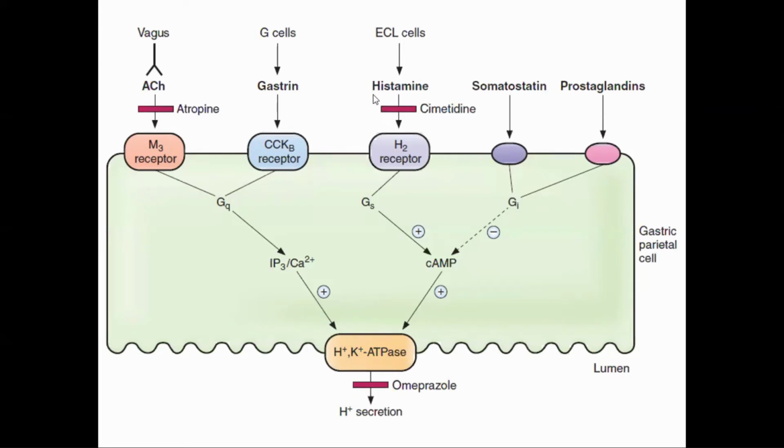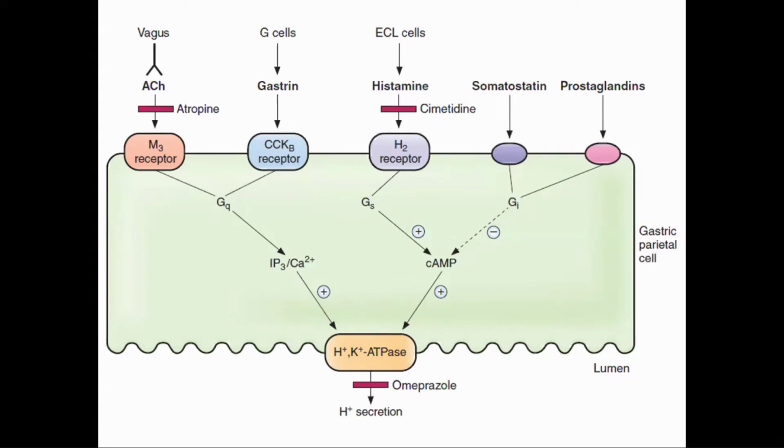Likewise, the histamine. Histamine secretion is by the ECL cells, enterochromaffin-like cells. There are enterochromaffin cells also, right? But those enterochromaffin cells secrete serotonin. These enterochromaffin-like cells release histamine. Enterochromaffin cells release serotonin, but enterochromaffin-like cells release the histamine.